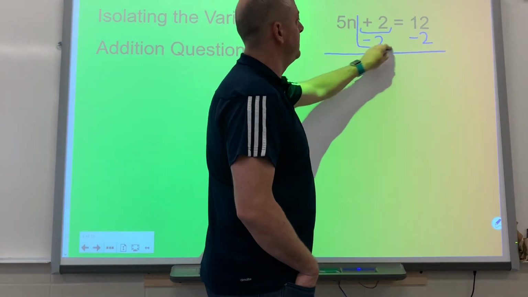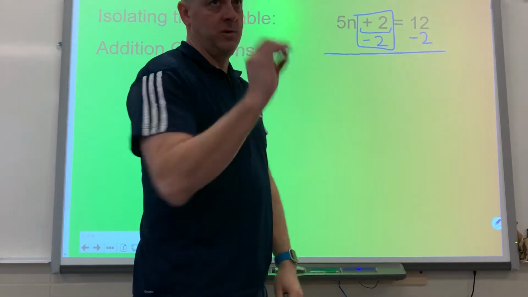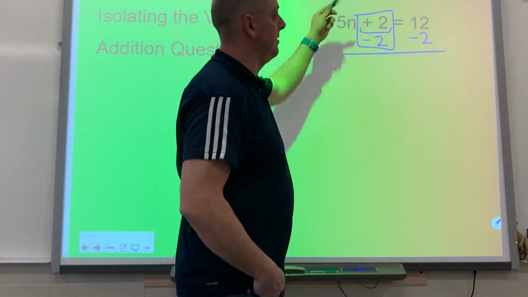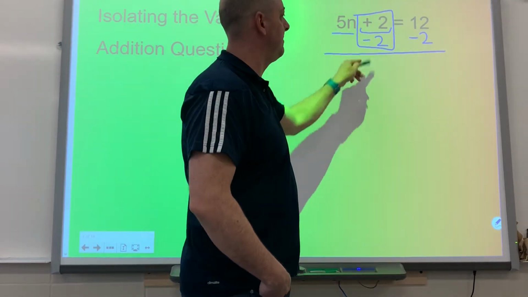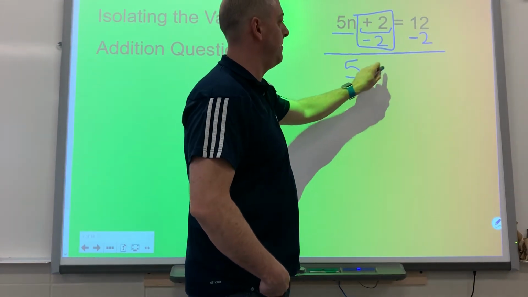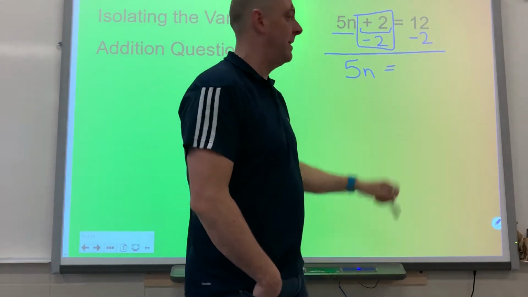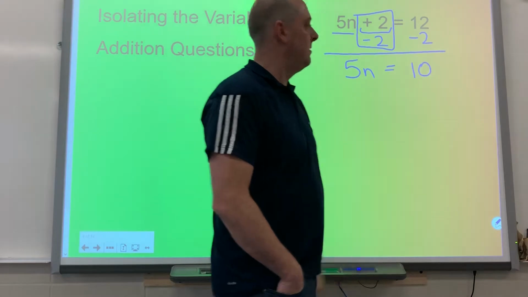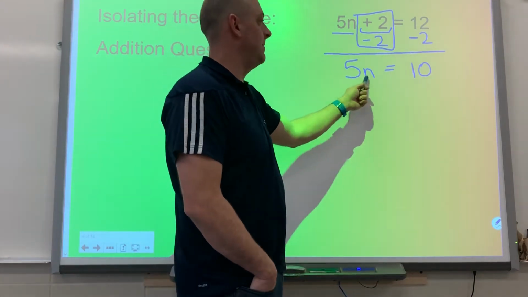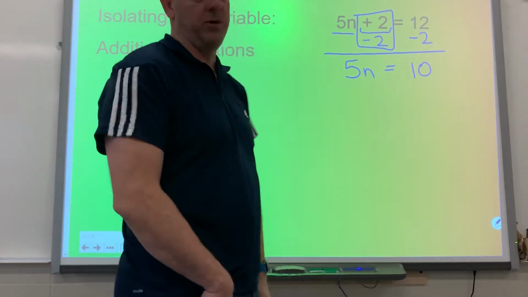So this disappears because plus 2 minus 2 is 0, so it's gone. So the only thing we're left with on this side of the equals sign is the 5n. The 5n comes down. On the other side, we can do our 12 minus 2, and 12 minus 2 is 10. We've now made it so we just have 5 times the number is 10, and that's pretty easy. Most people would know that that is 2.